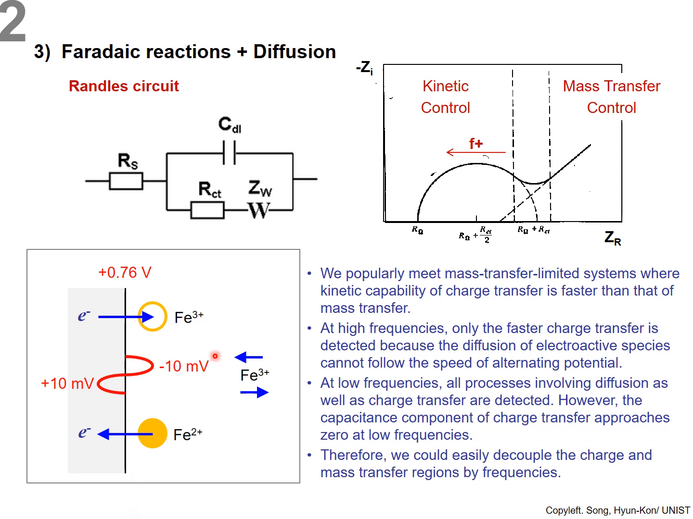So right now on the surface, we have Fe3+ and Fe2+ at +0.76 volt. Then let me introduce some small amplitude alternating signal. The maximum value is minus 10 millivolt and the other maximum value is 10 millivolt. That is the sinusoidal function applied on the biased potential at +0.76 volt.